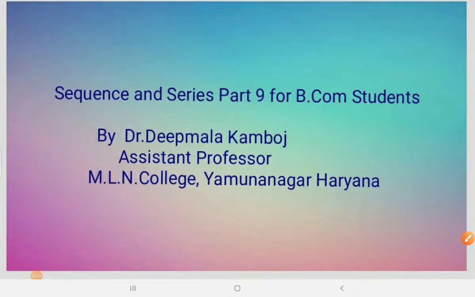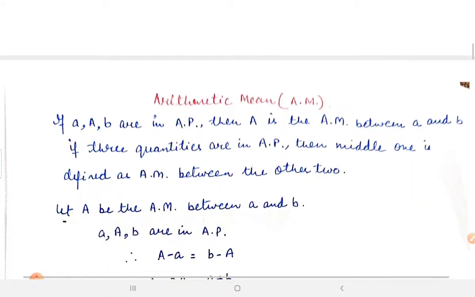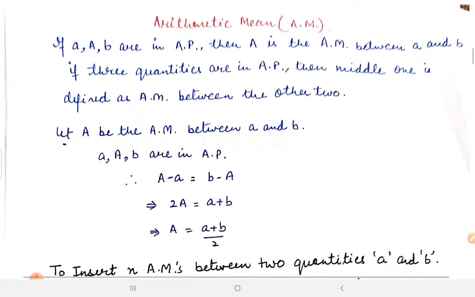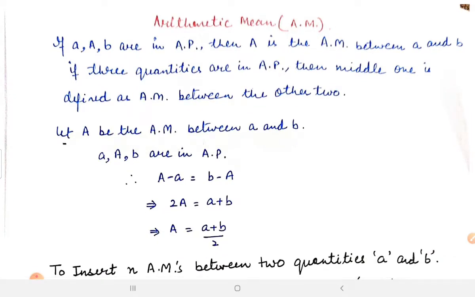We are doing sequences and series. In today's lecture, we will discuss arithmetic mean, an important property of arithmetic progressions. So, what do you mean by arithmetic mean?